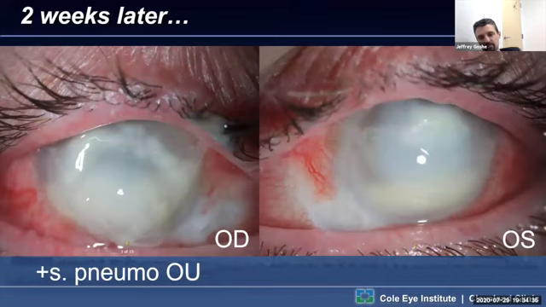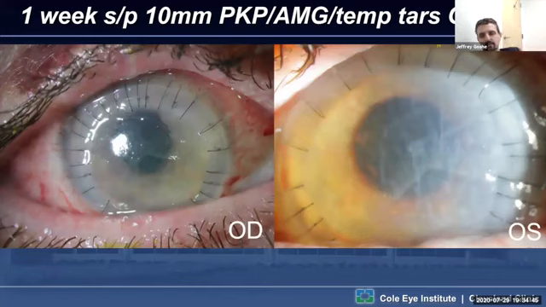So we admitted her for round-the-clock antibiotics. Both eyes perforated, I think 36 hours after being admitted, and she did grow out strep pneumo, as I mentioned. And that day I did bilateral 10mm transplants on both eyes, just to create a stable ocular surface again, and it worked remarkably well. We were able not only to close the eye, but actually to reform the chamber in both eyes, and the infection cleared. And what you can see here, this is a week out.